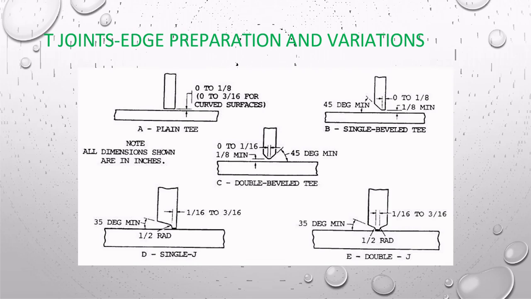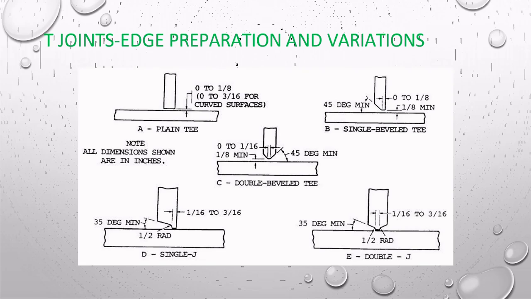A. Plain T, 0 to 3/16 inch curved surfaces. B. Single bevel T, 0 to 1/8 inch minimum with 45 degrees minimum. C. Double bevel T, 0 to 1/16 or 1/8 inch minimum with 45 degrees minimum. D. Single J, 1/16 to 3/16 inch with 35 degrees minimum and 1/2 radius. E. Double J, 1/16 to 3/16 with 35 degrees minimum and 1/2 radius.